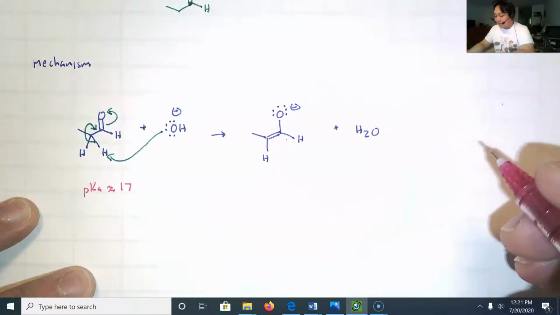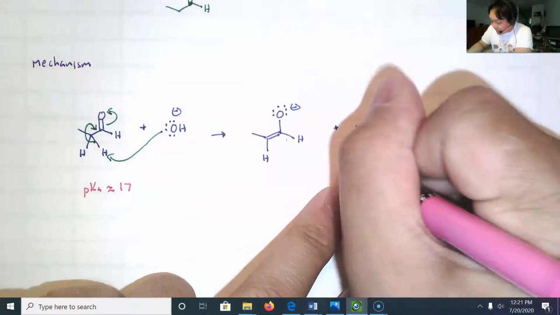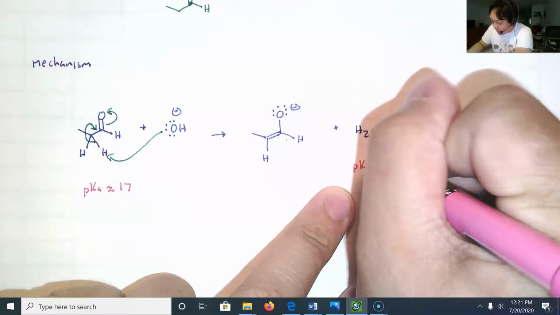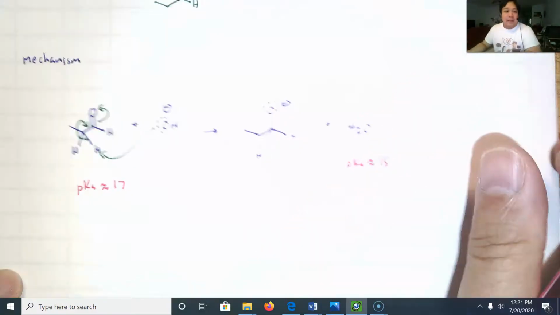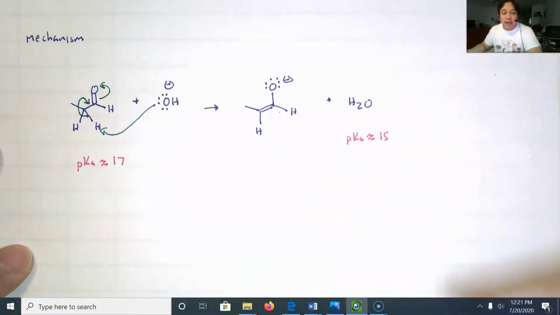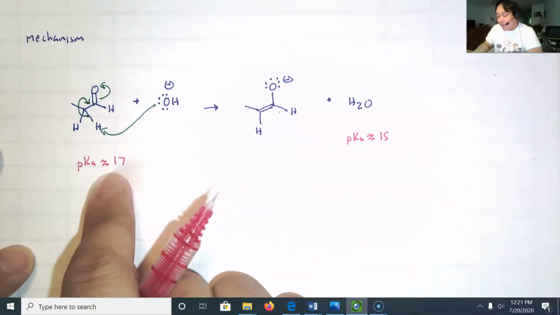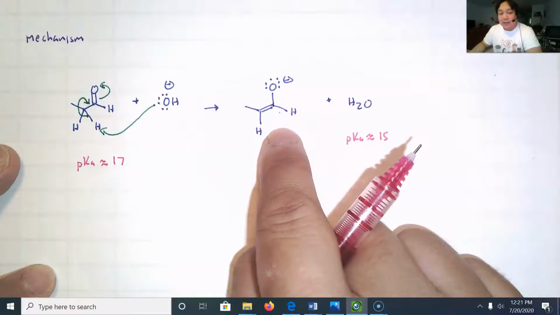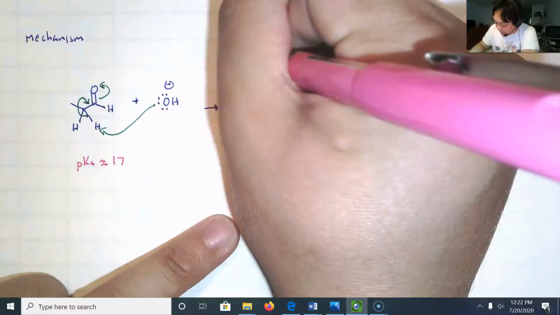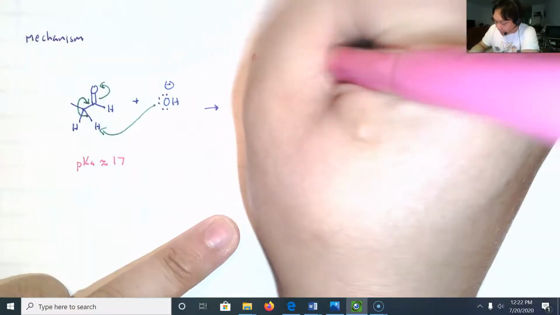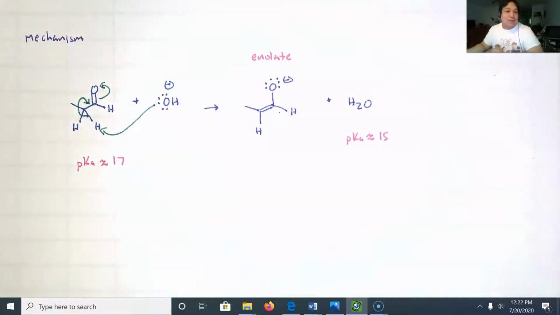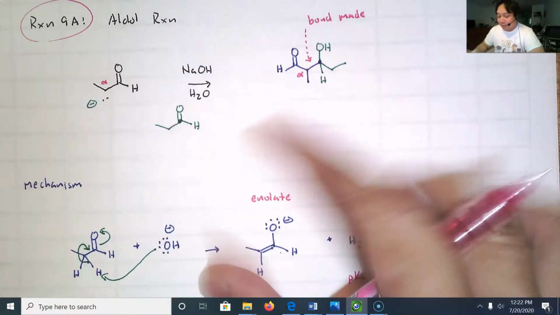Ooh, very close actually. The pKa of water is 15. Equilibrium favors the weaker acid, so this is the weaker acid. We're not making 100% of the enolate. Let me write that down also. Enolate. Is that good? Look at what I have here.